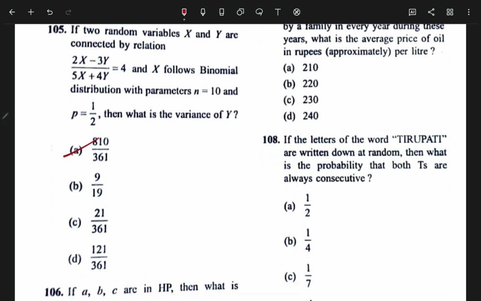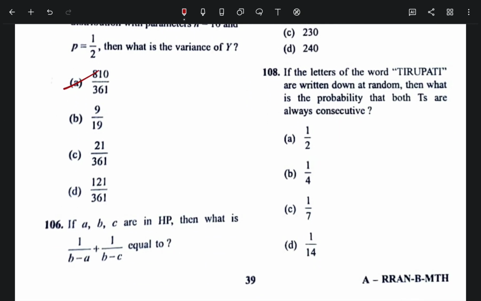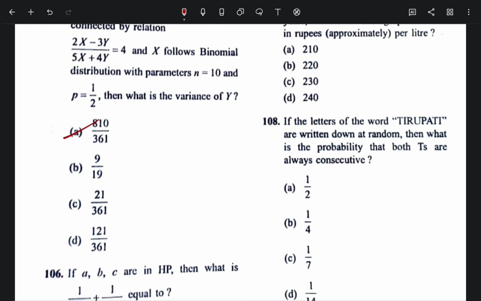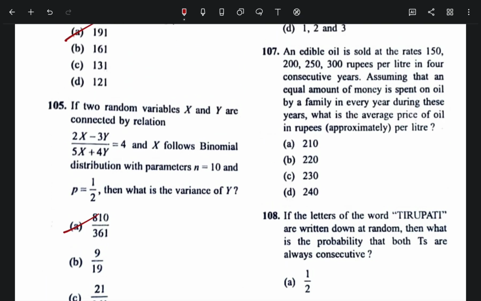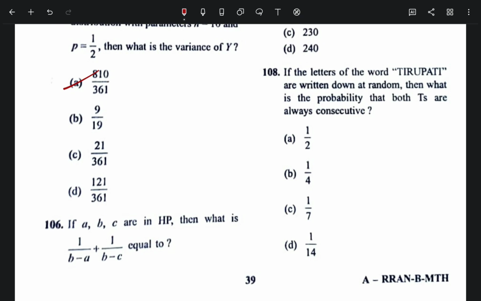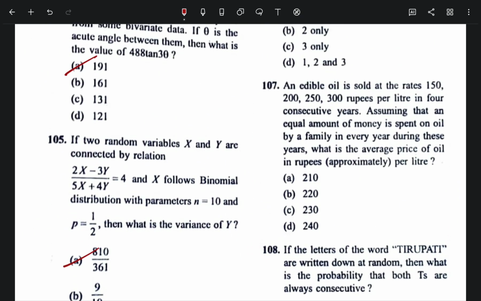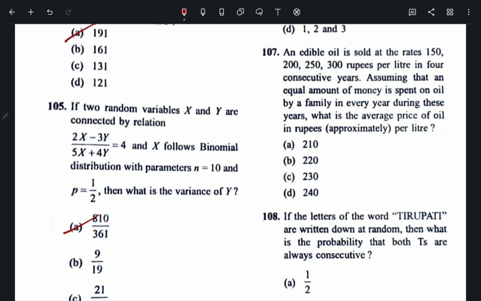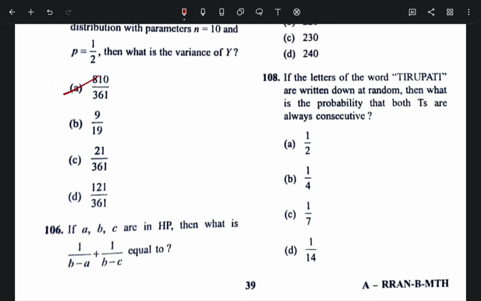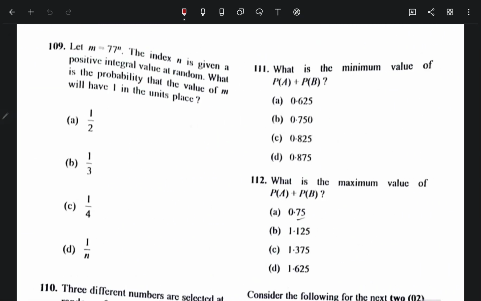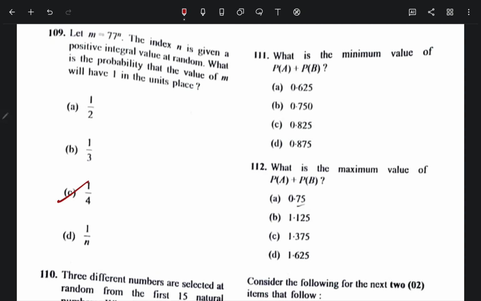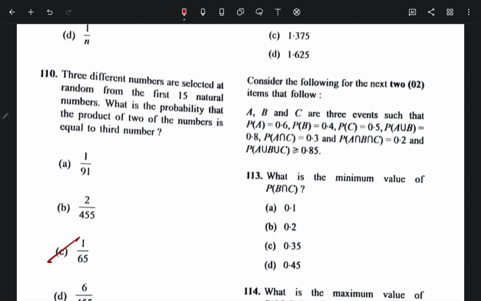This is in terms of binomial distribution, and if you know the binomial distribution formula, parameters n equal to 10 and p equal to 1 by 2, so you know that q is equal to 1 by 2. So just some properties of binomial expansions. And for 107 you get A. Again statistics. 108 you get B. 109 the answer is C. 110 the answer is C.